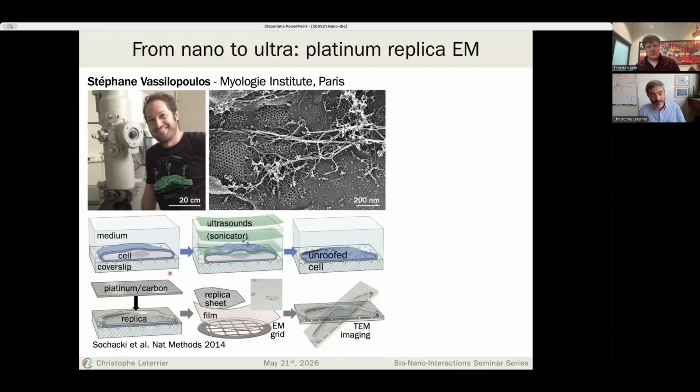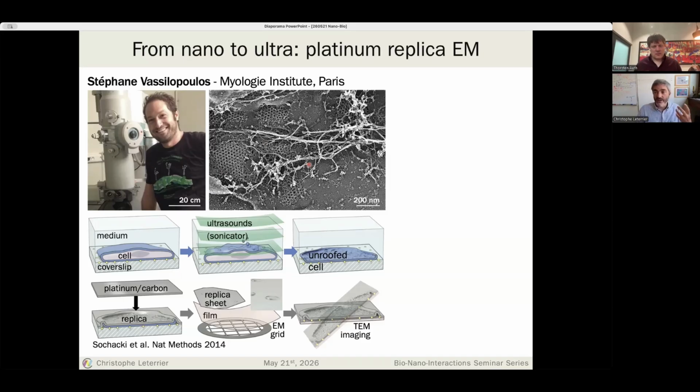It does that by, you start with a cultured cell and you unroof it with a sonicator, the same sonicator you use to do membrane preparation. And you are left with the ventral part of the cell that is attached to the glass. And then you make a carbon replica of this and you examine it with an electron microscope. And so you see the inside of the plasma membrane and all the cytoskeleton that is attached to it, like these actin filaments or these clathrin network, clathrin plaques here, which are one of the objects Stefan is studying.